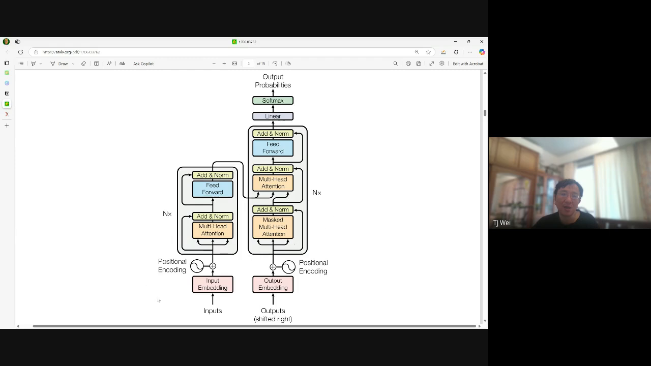So you can see that the encoder is not dependent on anything of the output. So you can run the encoder directly, separately on the input of the source.